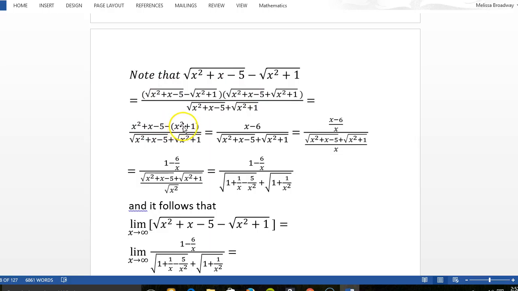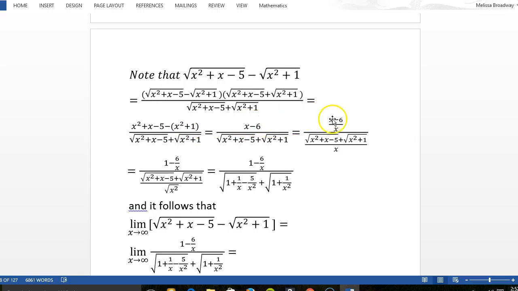That just strips off the radical symbol, and you just get x squared plus x minus 5 as is, minus the whole quantity x squared plus 1. Now this minus is going to distribute. You're going to get minus x squared minus 1 and drop the parenthesis. And now negative 5 minus 1 is, of course, negative 6. And then the x just sticks on. The x squareds cancel out.